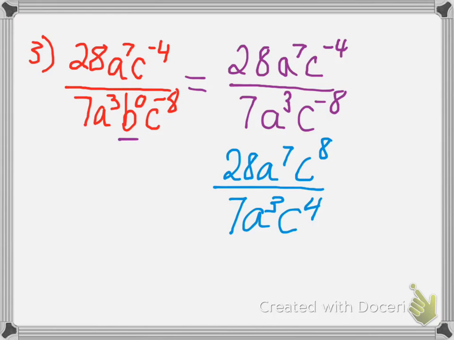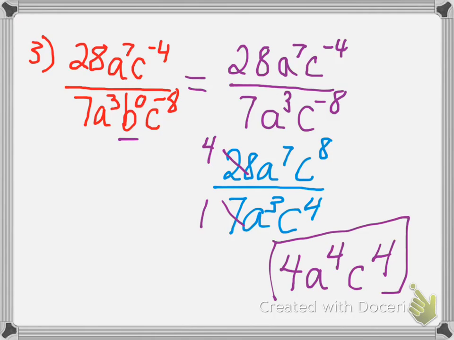So the first thing you're going to figure out is what's the biggest number that goes into 7 and 28. It's 7. So the top becomes a 4, the bottom becomes a 1. Then you're going to go through and simplify your letters. You have 7 a's on top and 3 on bottom. That means you have 4 left on top. You have 8 c's on top and 4 on bottom. That means you have 4 left on top. So this is your final answer.